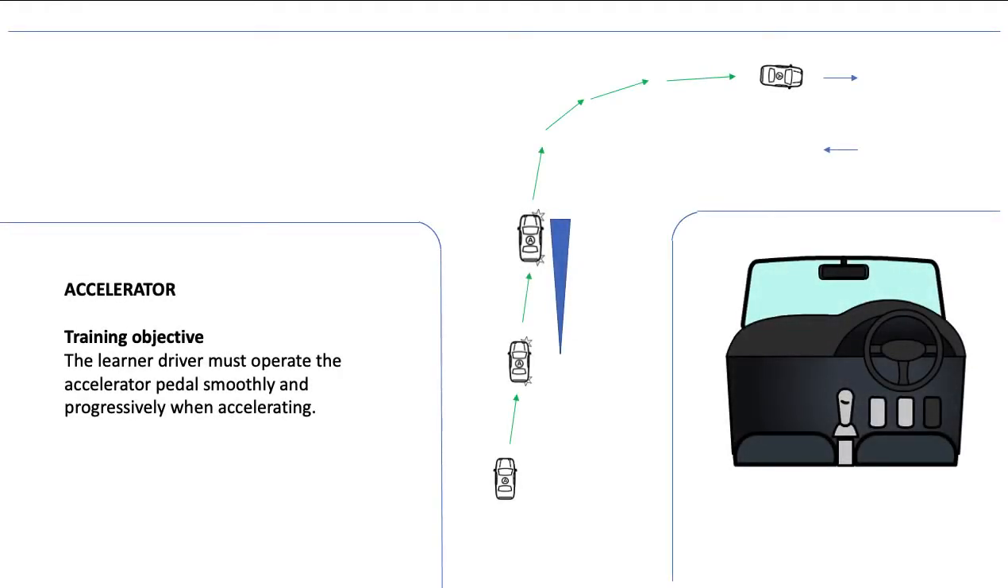Accelerator control. The training objective here is that the learner driver must operate the accelerator pedal smoothly and progressively when accelerating. That is very important when taking right turns at T sections for smooth control on the takeoff.